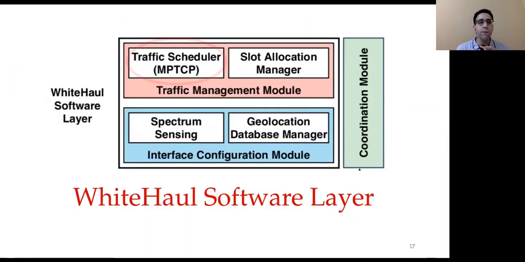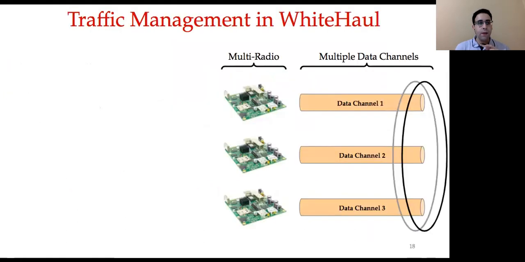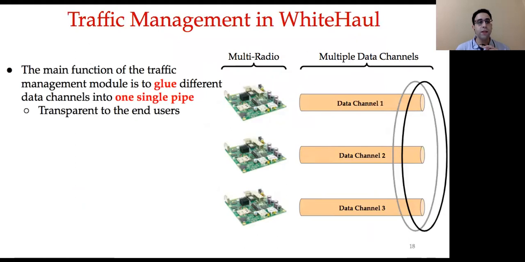So now we move to the multipath TCP algorithm that we designed for the WhiteHaul system. In the multi-radio architecture, each radio can be seen as a single data channel. In order to bond these disjoint data channels into one single logical pipe, we need an aggregation mechanism at the software layer. The main function of that mechanism is to glue a set of heterogeneous data channels into one logical pipe by transparently distributing the user traffic among these channels according to certain criteria. To achieve that objective, we propose using multipath TCP.